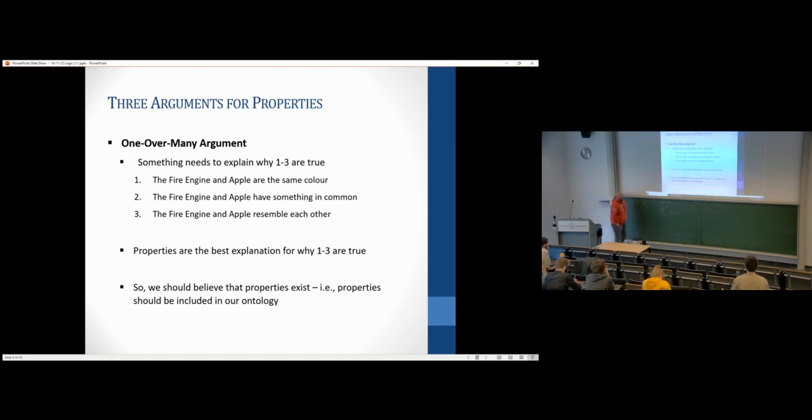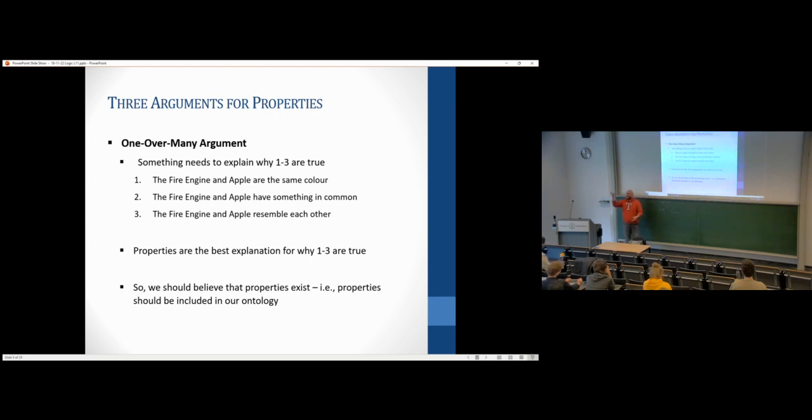Here's our first one. And this is very Platonic, though the actual formulation of the argument is slightly different. So here's one way we can do it. Premise 1 says something like, look, something needs to explain why claims like 1 through 3 are true. 1 says, fire engine and apple are the same color. 2 says, fire engine and apple have something in common, namely their color. And 3 says, fire engine and apple resemble each other in their color aspects.